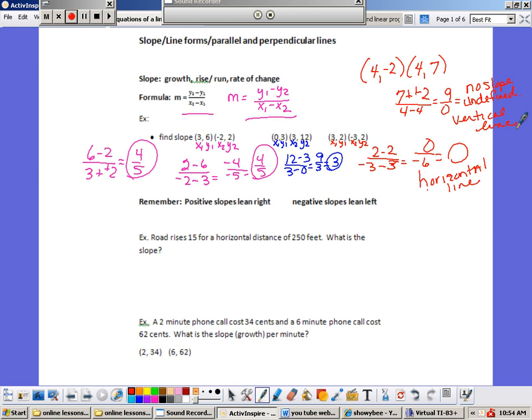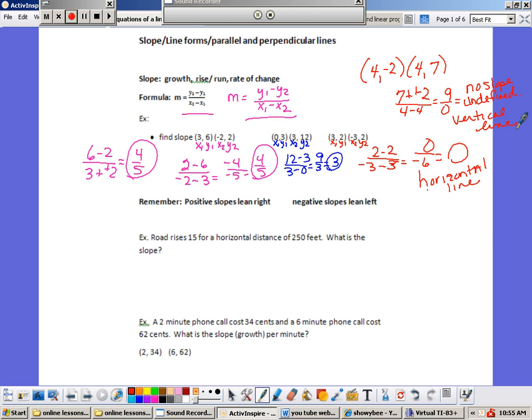So there is no slope on it because there's no run on it, and you cannot have a 0 on the bottom. So there are the two things that can happen. You can get a 0 slope, which means it's a horizontal line, or you can get a no slope or an undefined slope, which is a vertical line. Other than that, you will get a slope, a rise over run.